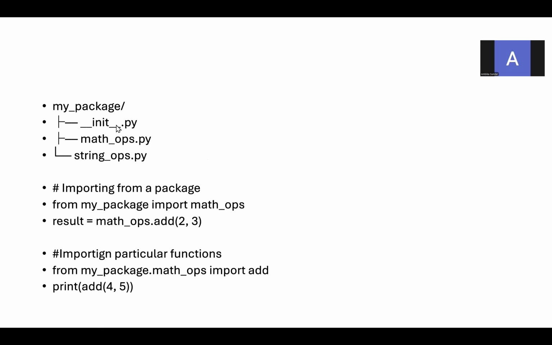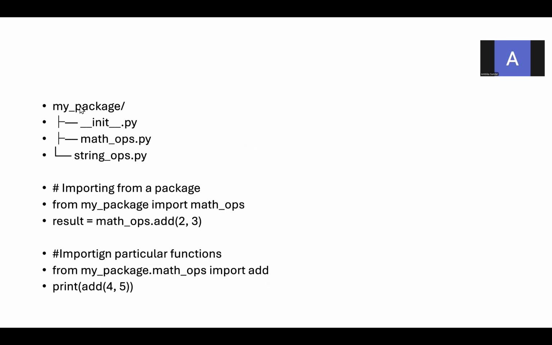Inside this, the first file I keep is __init__.py, followed by two Python files. These two Python files are called modules, which I keep inside this package. When I create another new Python file, from my package I import math_ops. In math_ops I have written the function add, and in the result I compute the add function. Similarly, I create another Python file and from my package I import string_ops or math_ops to do the same operation.